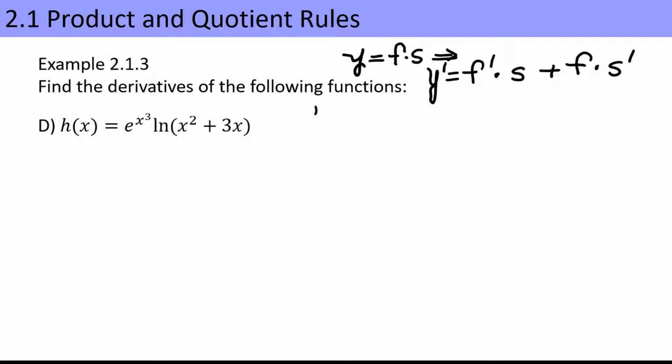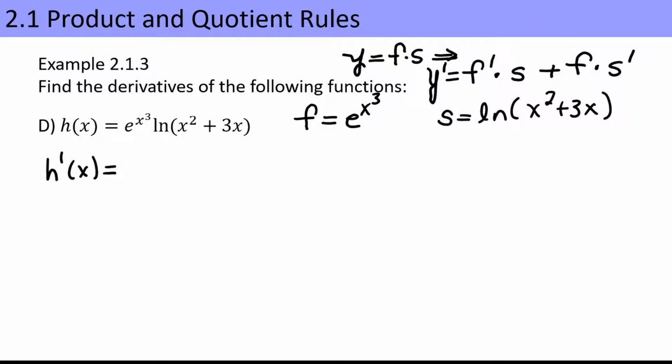For this problem, let's go ahead and identify that the first function will be e raised to the power of x cubed, and the second function, we will identify it as the natural log of x squared plus 3x. Now let's take the derivative. H prime of x. The first function is e to the x cubed, and we need to take the derivative of that, so we're going to use that special rule that tells us that's e to the x cubed times the derivative of x cubed, which would be 3x squared. And then just multiply the second function to it, so it'll be the ln of x squared plus 3x.